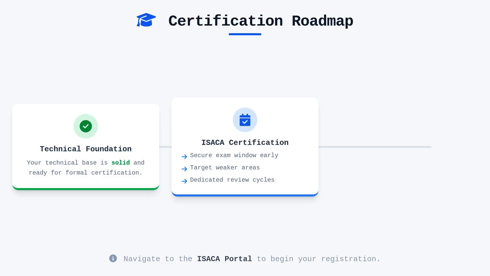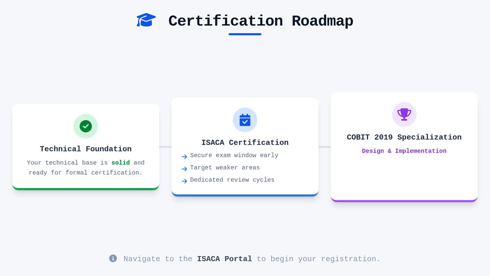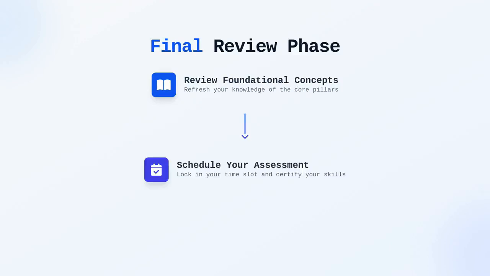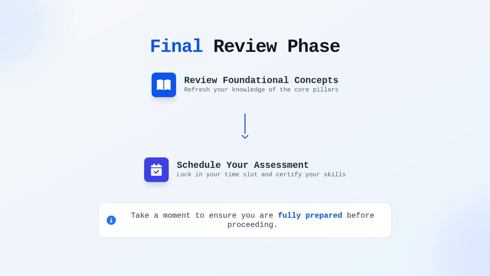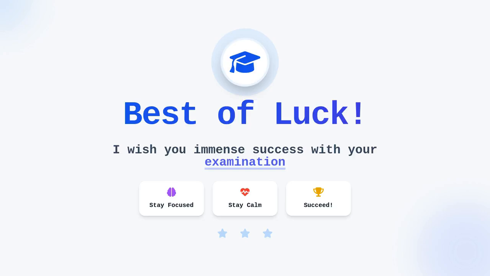Once you achieve your foundation status, you might consider the COBIT 2019 Design and Implementation credential to further specialize. This advanced path provides the depth required to lead complex governance transformations in real-world settings. Take a moment to review the foundational concepts one last time before scheduling your assessment. I wish you success with your examination.